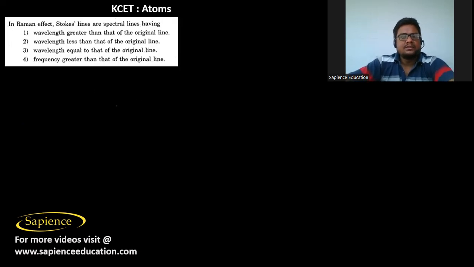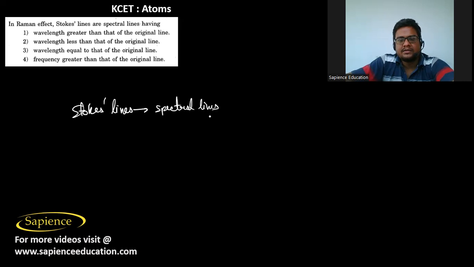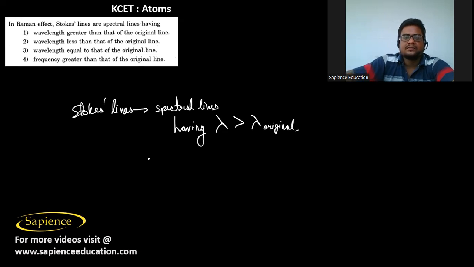Now here it is told, in the Raman effect, Stokes lines are spectral lines having a wavelength greater than that of the original line. Stokes lines in the Raman effect mean those spectral lines having a wavelength greater than the wavelength of the original line, or I can say that they have a frequency lower than the frequency of the original line.